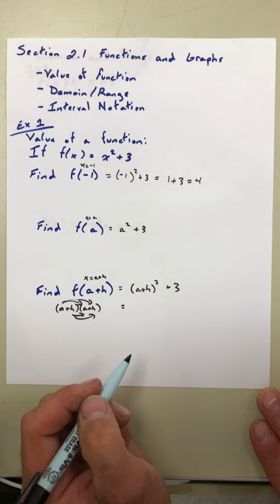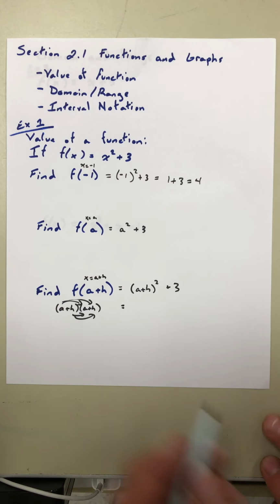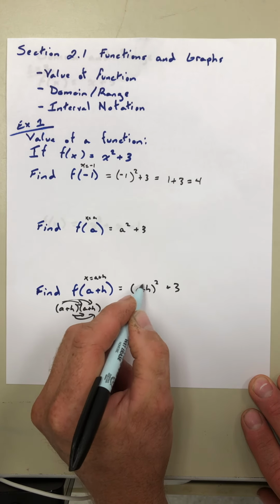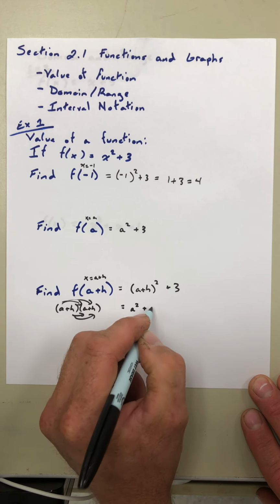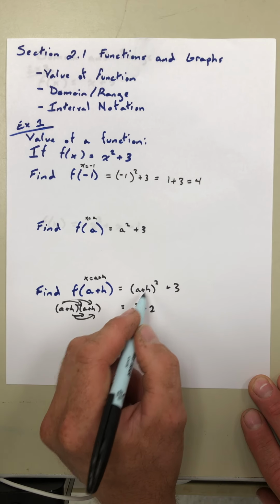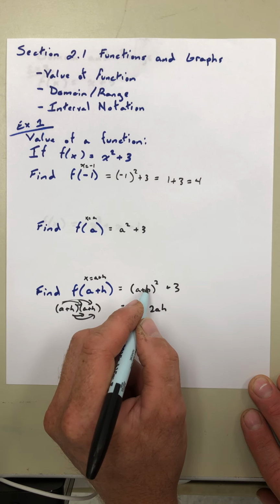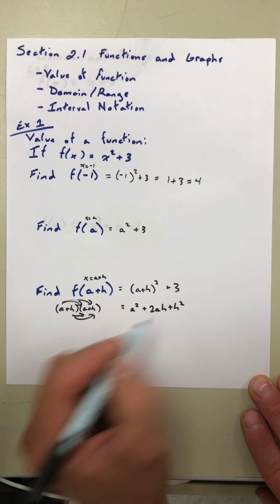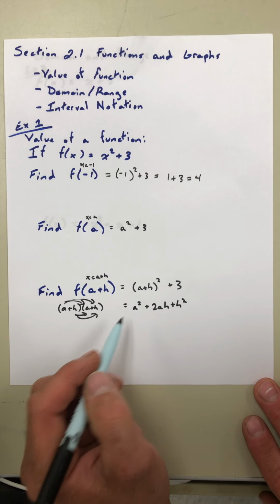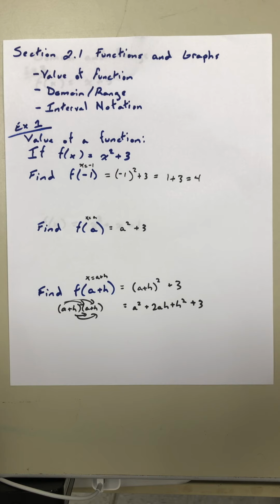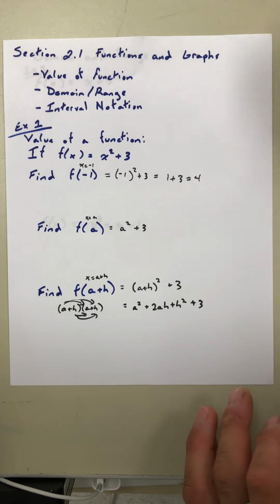If you had a good Algebra 2 teacher or pre-calculus teacher, they probably showed you the trick of squaring the first term, multiplying the two together, and doubling it. So a times h is ah, doubling that gives us 2ah, then adding this last term squared, so plus h squared. That's how to square a binomial. Then plus 3. And there you go. We get a squared plus 2ah plus h squared plus 3. Not going to do anything with that at this point in time, but later on things will happen.